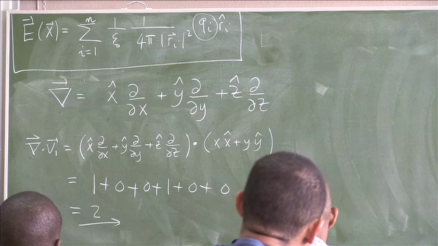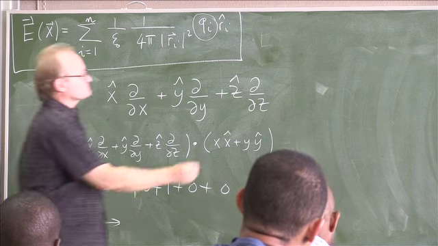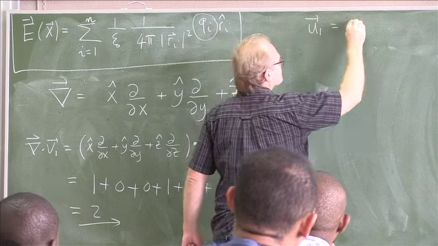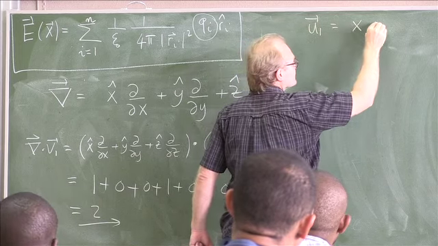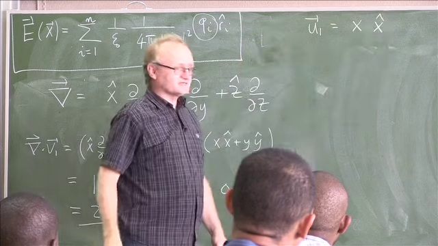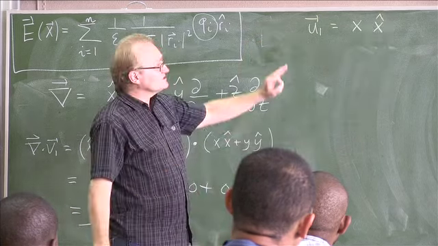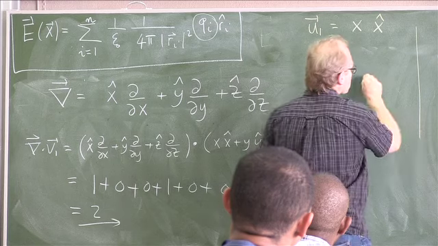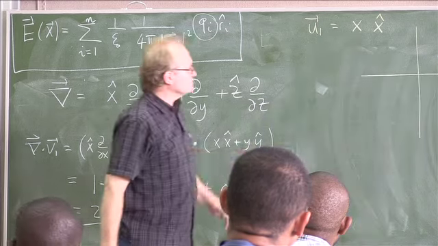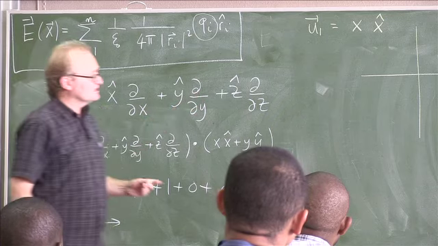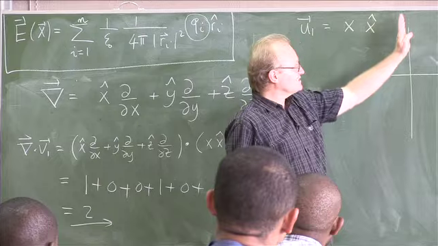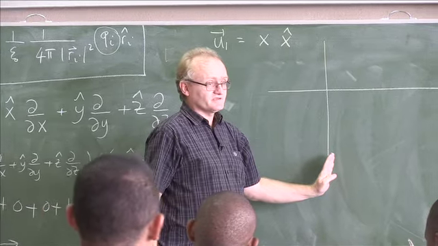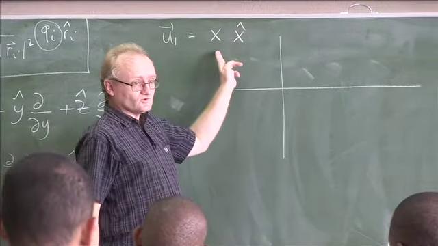Let's maybe call one of them U1. And let's say it is equal to x times y x hat. Okay? No y hat component, just an x component. So if we want to draw u, on this line over here, what does u look like? It's just the zero vector, everyone agree? Because on this line over here, x is naught.